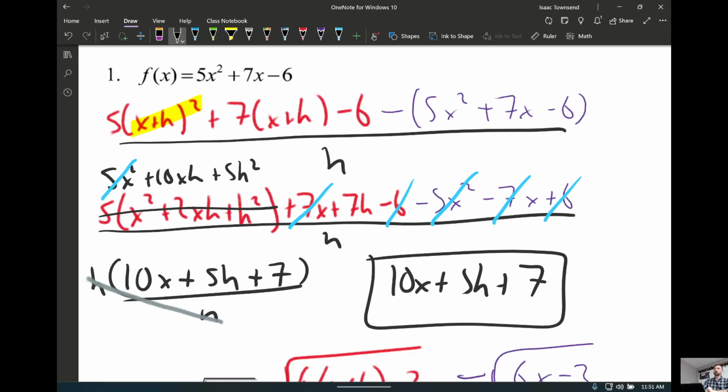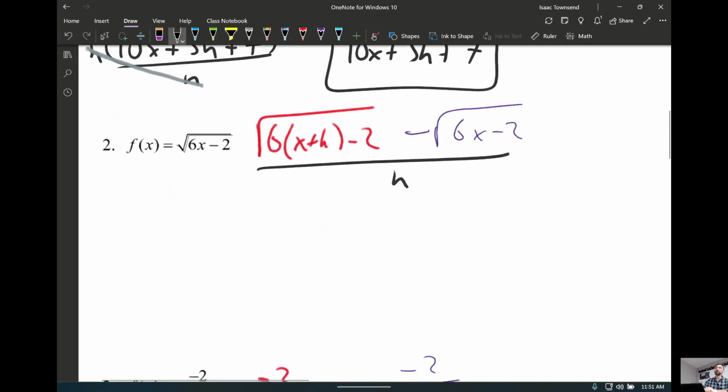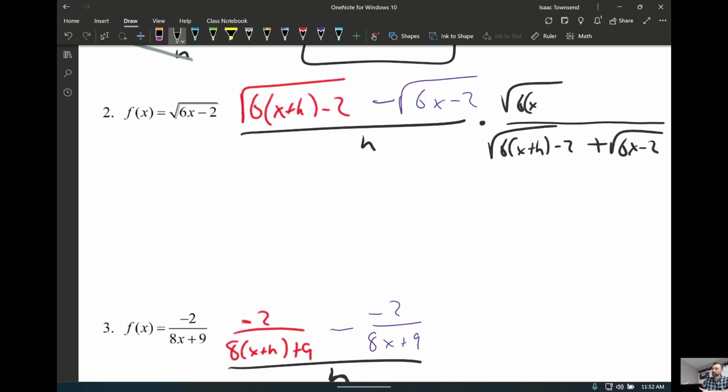Whereas question 2, I guess you can distribute the 6 if you want to, but that doesn't help a whole lot. So for this question type, really the only way to move forward is with conjugates. So you would want the conjugate of the numerator, because it's the one that has the square root stuff. You would want to make sure that you use the conjugate on top and bottom, so it's like you're multiplying by 1 and not changing the size.